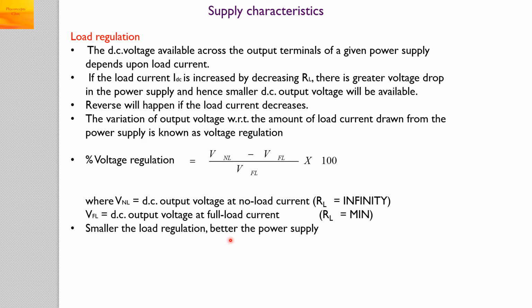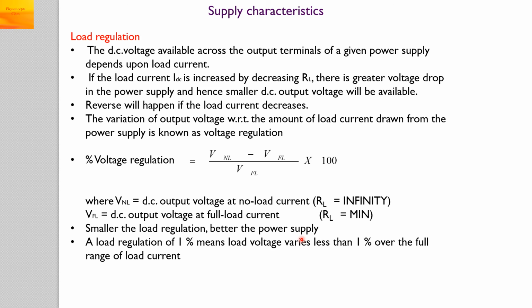Smaller the load regulation, better the power supply. Suppose the load regulation is 1%. That means the load voltage will vary less than 1% over the full range of load current. So there is a variation of only 1% in the load voltage.